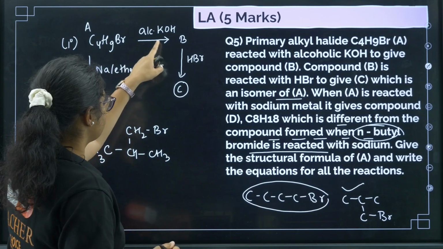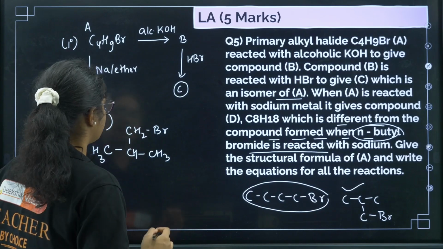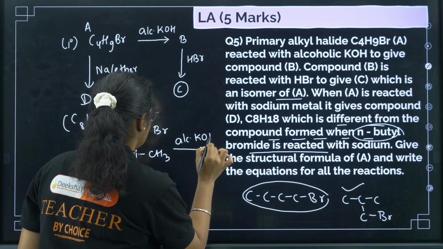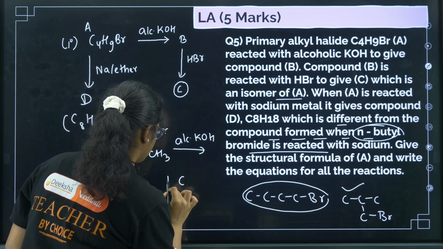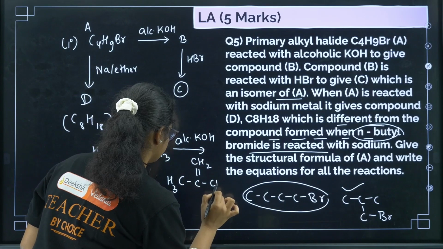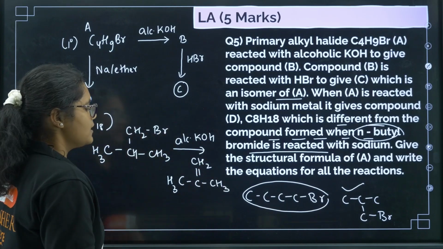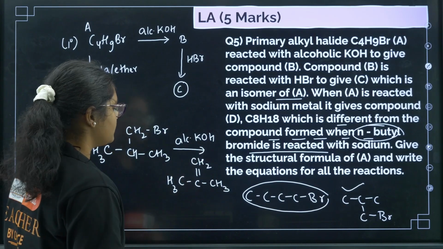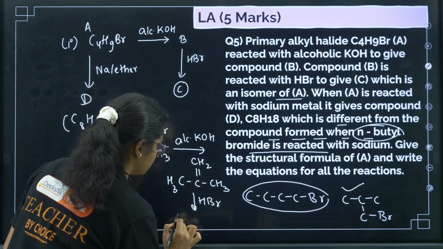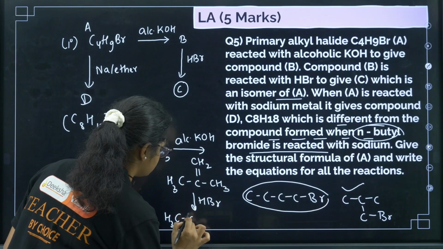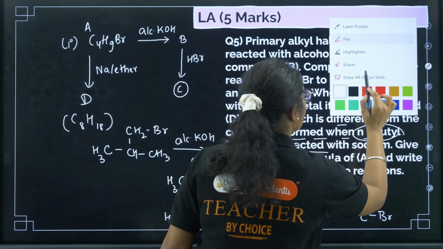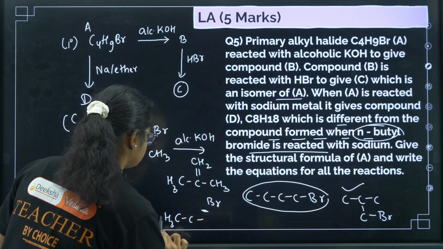Next, it is saying that if you treat it with alcoholic KOH, we will get B. So if I treat this one with alcoholic KOH, what will happen? We will get a compound like this, CH3CH=CH2CH3. Okay. Now if you add HBr to this one, it will follow Markovnikov's rule. Br will be added here and I will get CH3, CH3. Let me draw it on the other side. One second.